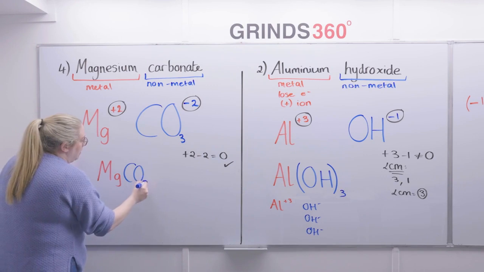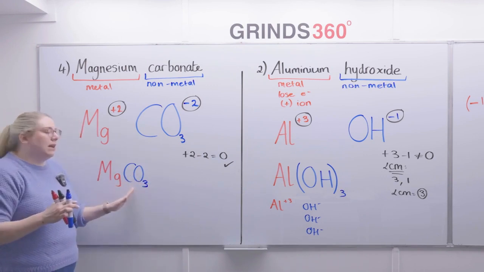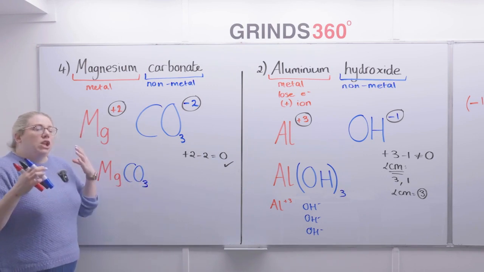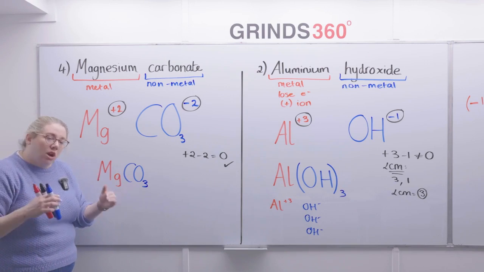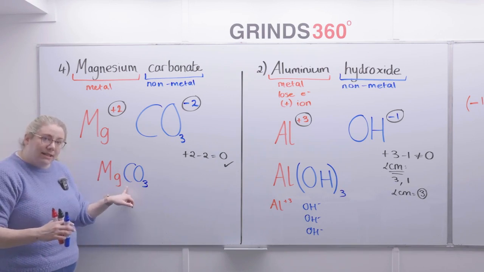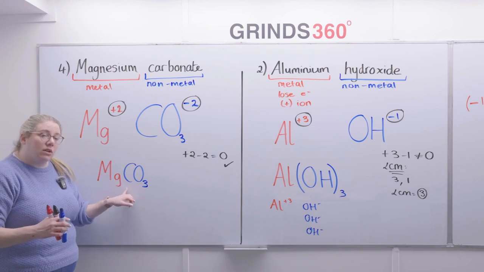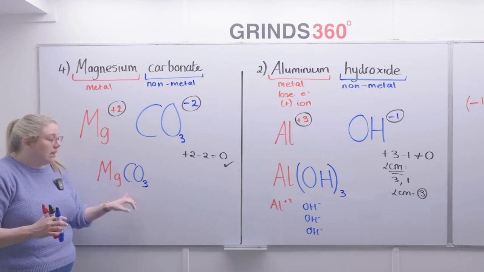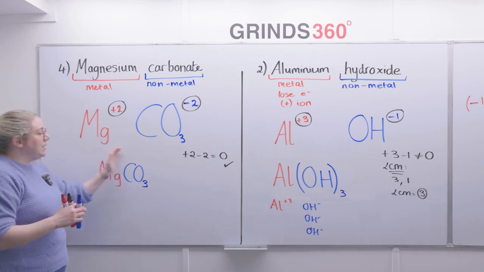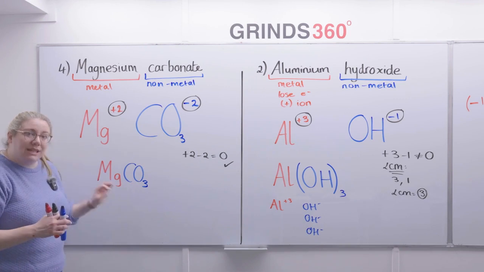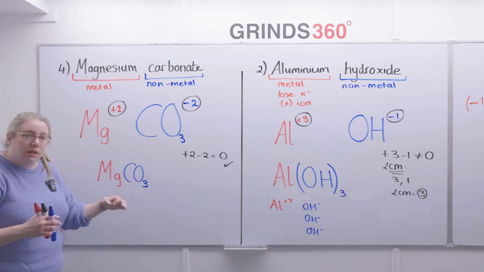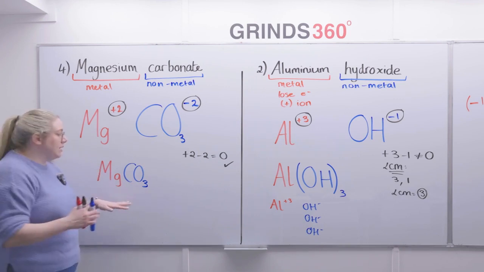MgCO3. Now, be very careful when you're writing the formula of the ionic compounds. You do not include the charges here when you are writing these formulas. The examiner will nitpick on that because if you write the charges in, you're actually giving the wrong formula. An ionic compound, this is the formula of the compound. It is overall neutral. So the examiner doesn't want to see any charges here.